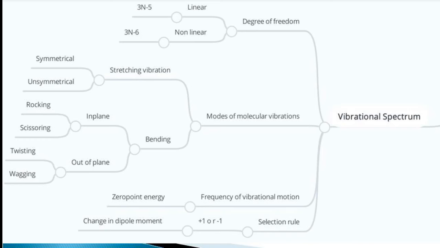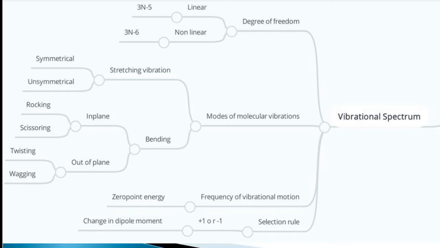One is in plane bending and second is out of plane bending. In plane bending, there are two types of bendings possible: rocking and scissoring. In out of plane bending there are two types of bendings possible: twisting and wagging. So how to differentiate these? How to determine this bending? Which type of bending vibrations are possible in that molecule? We are going to learn about these modes of molecular vibrations.